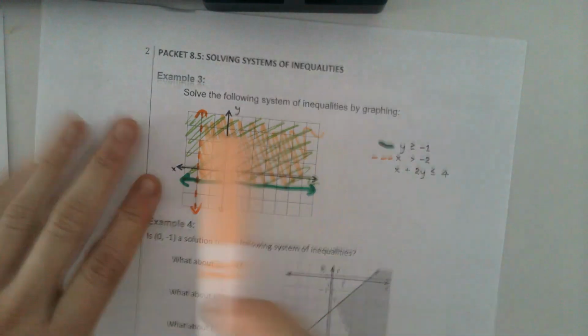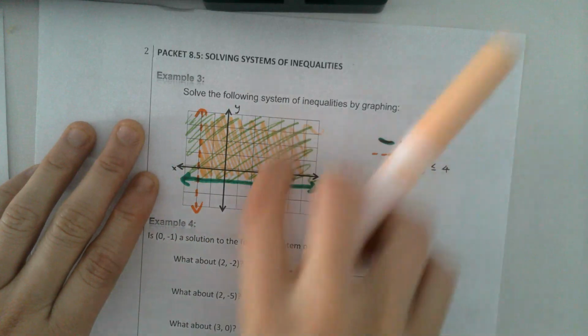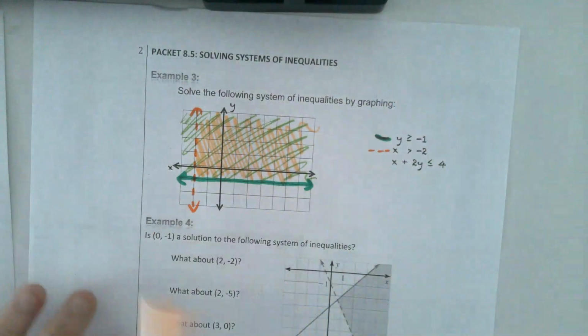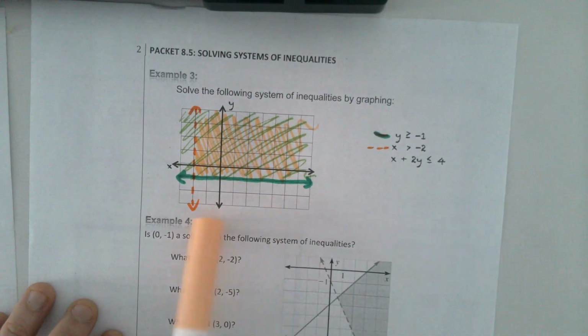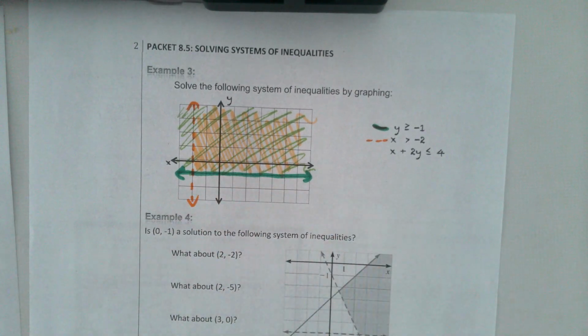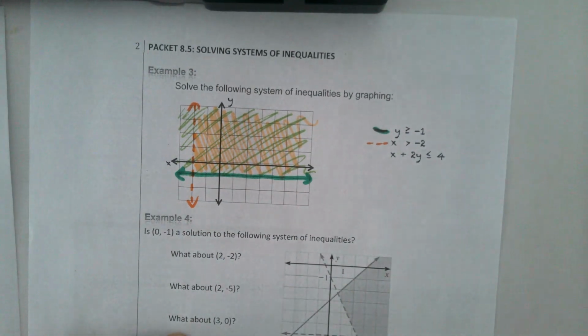So right now I know my answer can only be above the green and to the right of the orange. It wouldn't be wrong if you shaded this bottom part in the peach color. But I'm just doing it to make it a little cleaner for me. And then this last one, I have to make it into slope-intercept form.